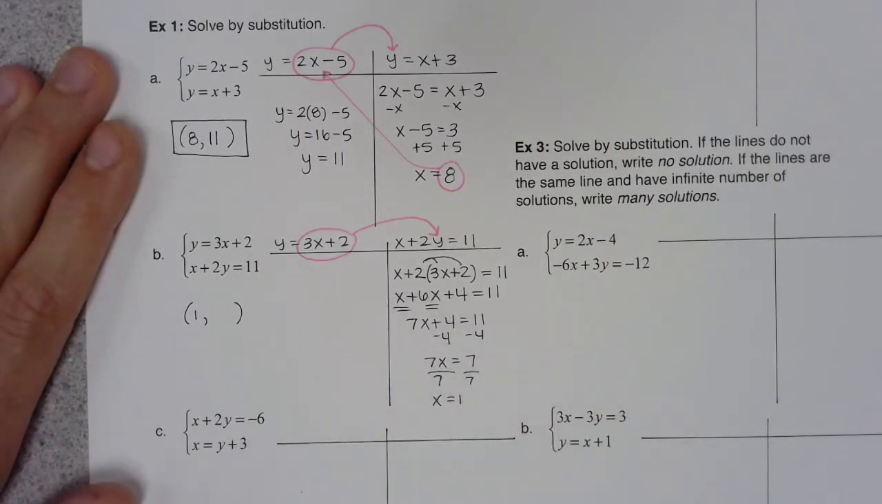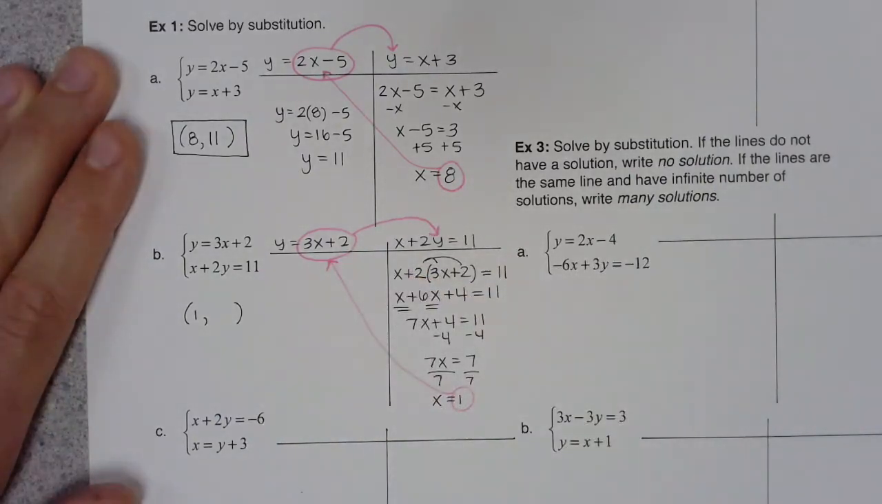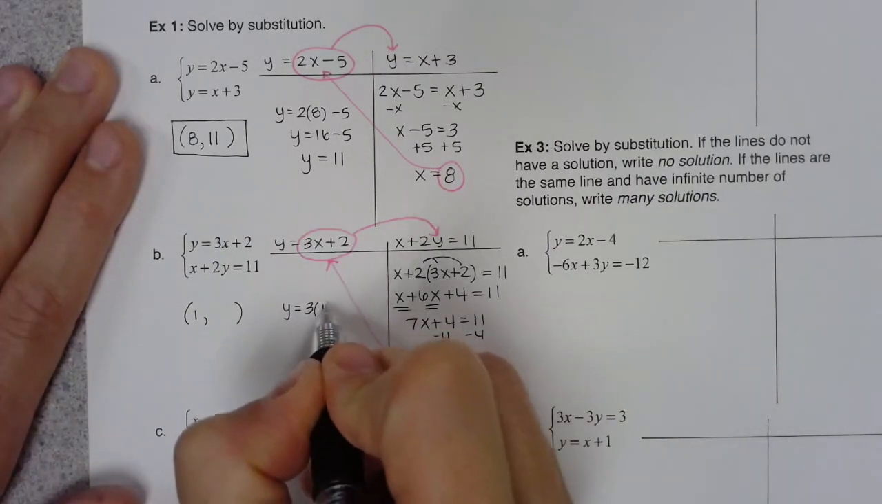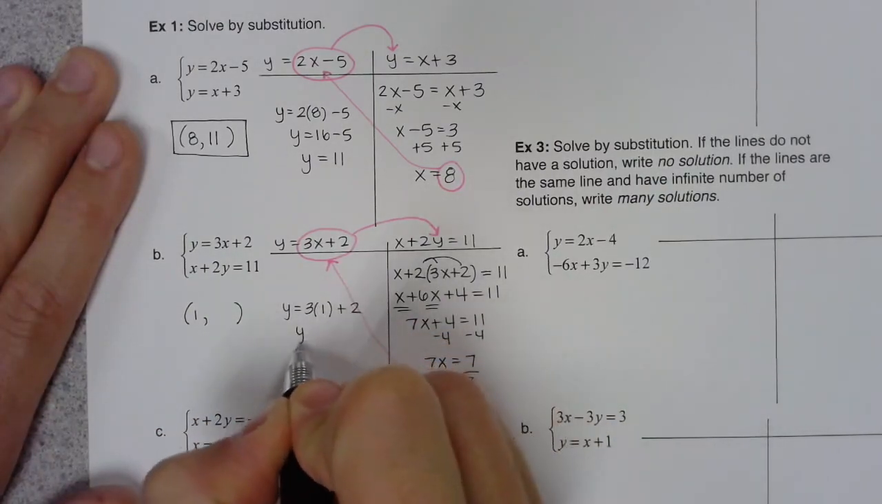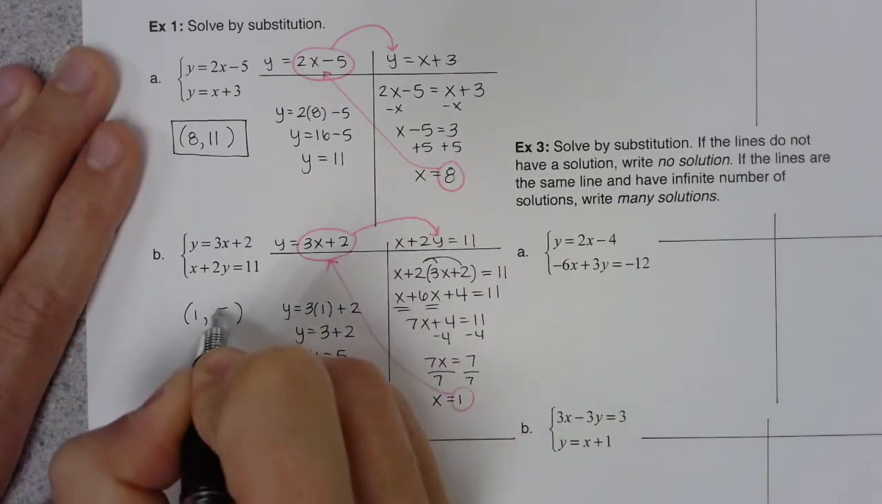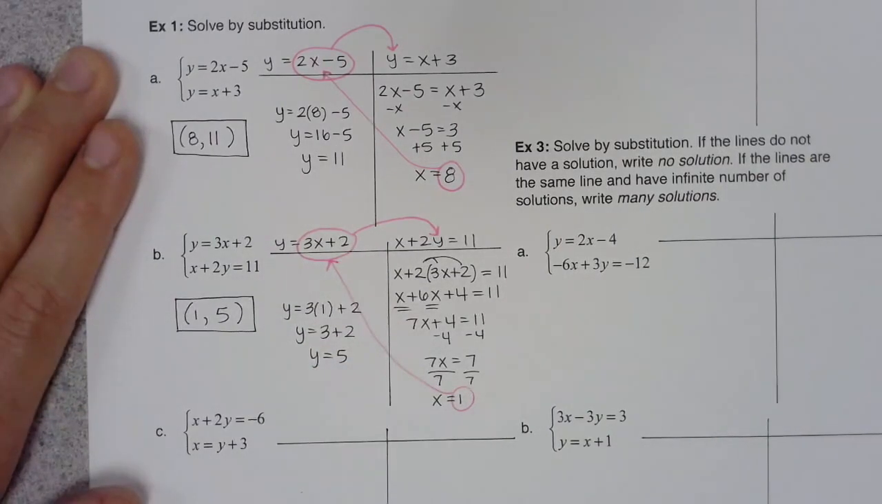Once I've solved for x equals 1, I'm going to take this answer here and come up and plug it in for x over here. So y equals 3 times the 1 that I just got for my answer, plus 2. That gives me y equals 3 plus 2, and y equals 5. So the point where these two lines would cross if you graphed them would be the point (1, 5).